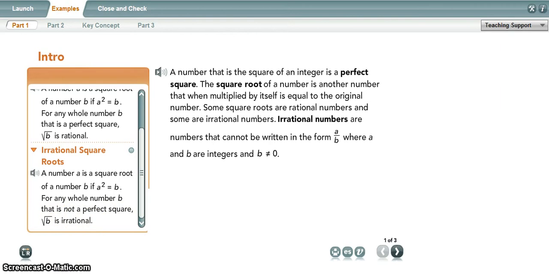So for irrational square roots, if the number underneath the radical sign, and the radical sign is this little check mark looking thing right here, we call that a radical sign. If the number underneath the radical sign is not a perfect square, for example 5, there is not a number that we can multiply by itself to get 5. So the square root of 5 would have to be irrational.